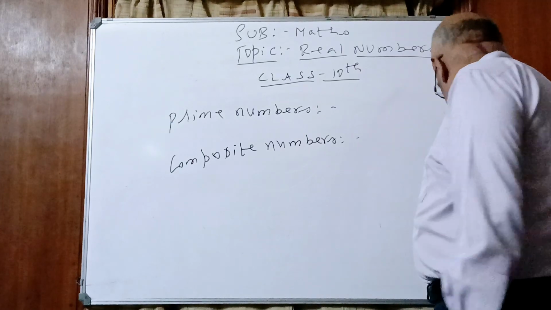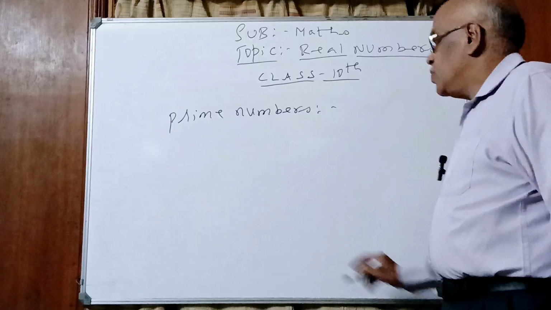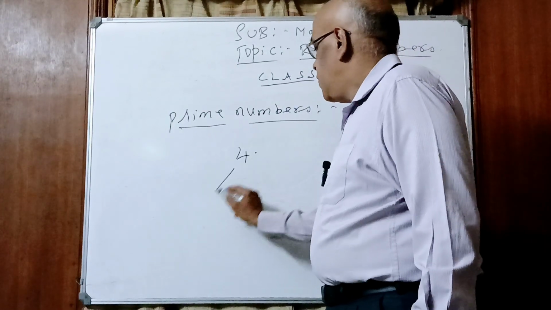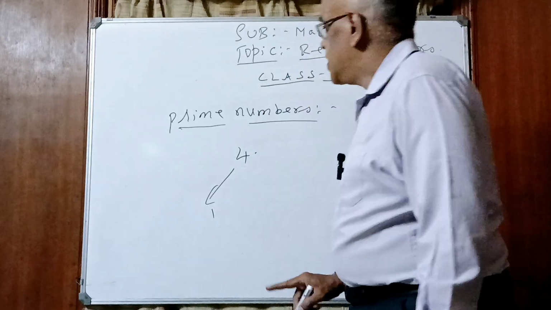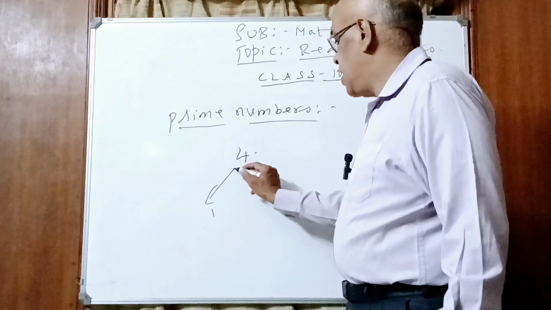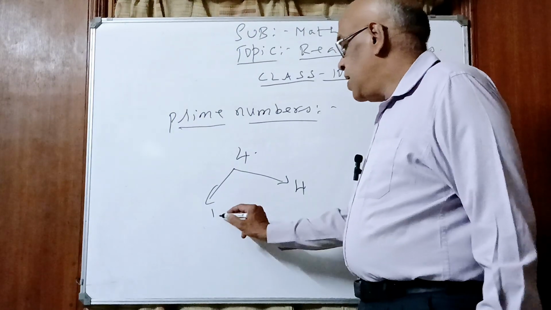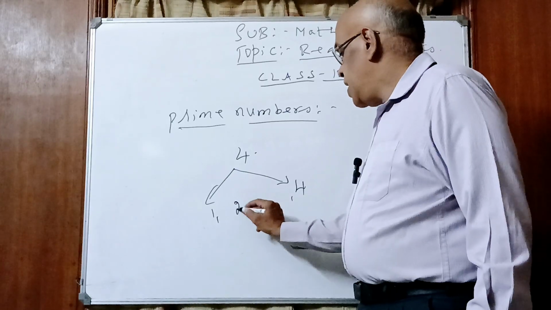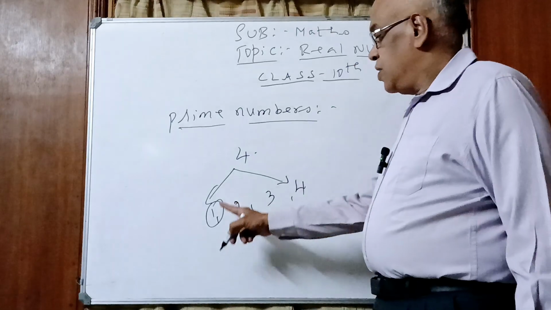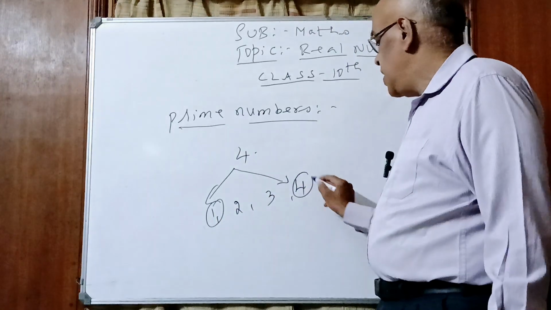First we'll analyze this one by one. Prime numbers are numbers which have only two factors. Take for example 4. What is a prime number? A number which has only two factors, 1 and itself. Itself means the same number. Now children, between 1 and 4, are there any numbers? Yes, 2 is there, 3 is there. Is 1 a factor of 4? Yes. The smallest factor of any number is 1, and the greatest factor of any number is the number itself.